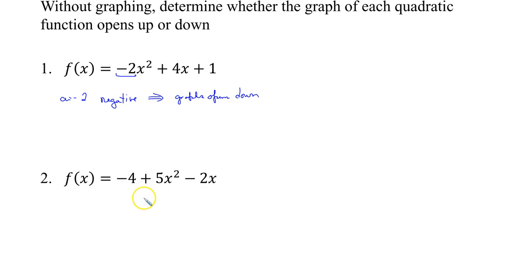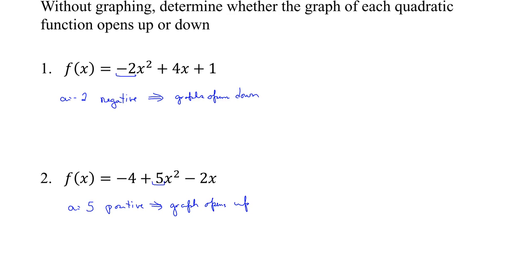So for problem number 2, once again, we need to determine if it opens up or opens down. So we go through our function. We see this x squared term. That's always what we're looking for, is the x squared term and the number in front of x squared. So a has a value of positive 5. It is positive, and since it is positive, then that means that the graph of this function opens. Yep, you got it, up. Very good. Okay, that's all we want to do for problems 1 and 2.